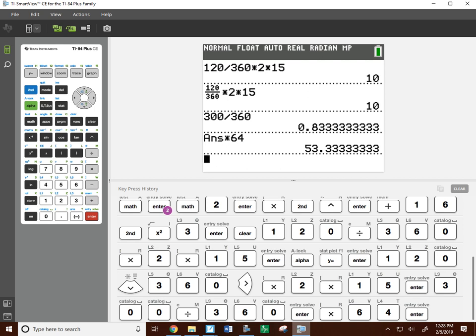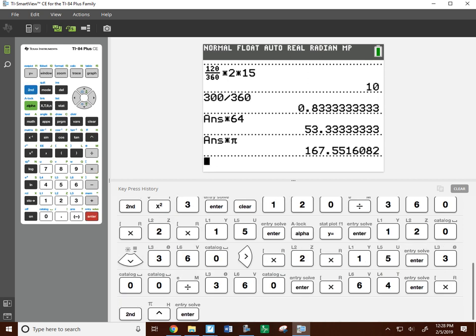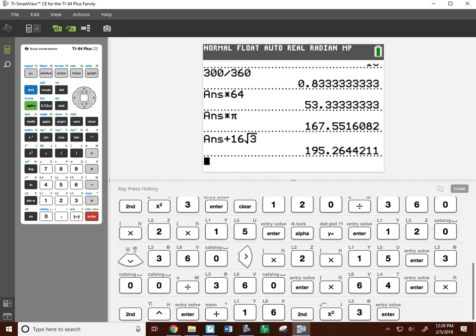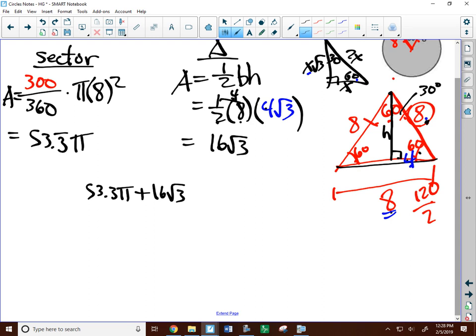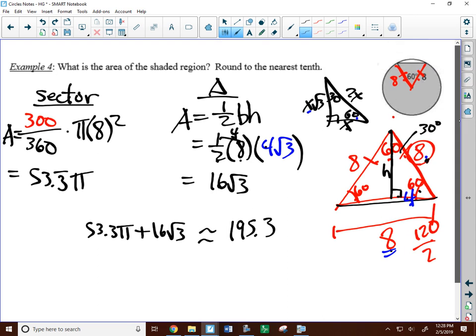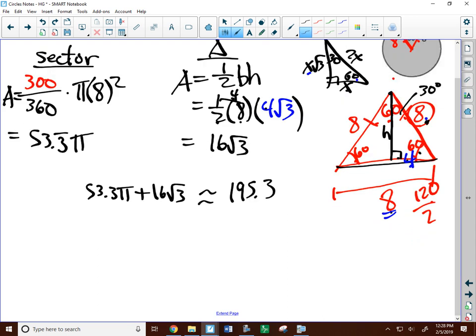So I'm going to put in my calculator. I have the 53.3 repeating. I'm going to times it by pi, so now it's that first one, 53.3 pi. And I'm going to add in the 16 radical 3. So to the nearest tenth, 195.3. I'm going to put about equal to, because I rounded. And I don't think there were units, were there? No. It's area though, so let's put u squared, unit squared.